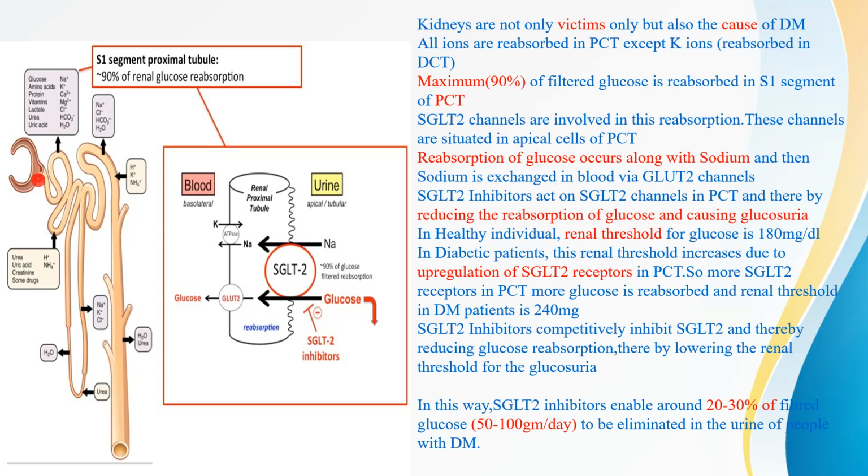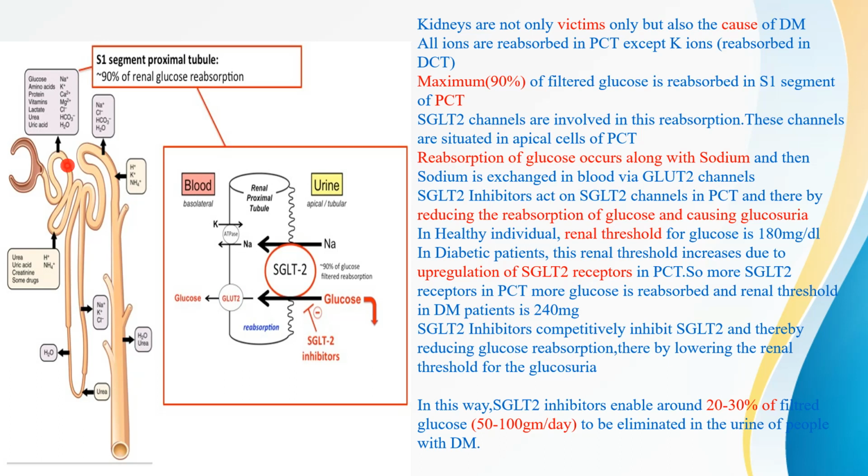So the action of these SGLT2 inhibitors is on these SGLT2 channels in the proximal convoluted tubule. They cause inhibition of these channels, so the reabsorption of the glucose and sodium is prohibited, and both glucose and sodium get excreted in the urine. When this glucose is excreted in the urine, we call it glucosuria, and when this sodium is excreted, we call it natriuresis.